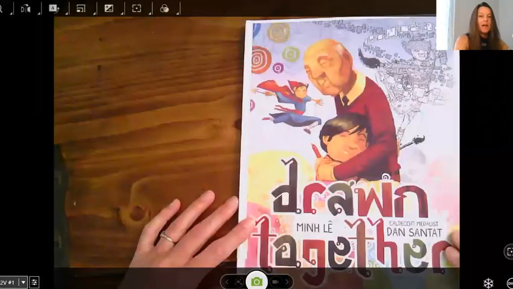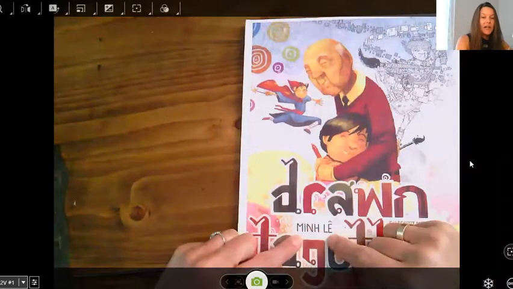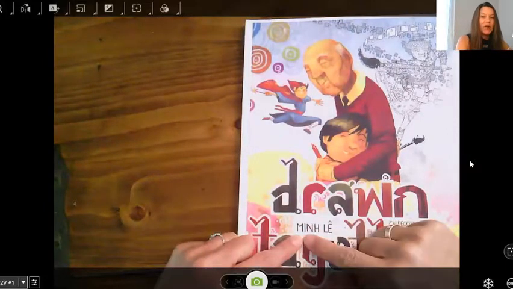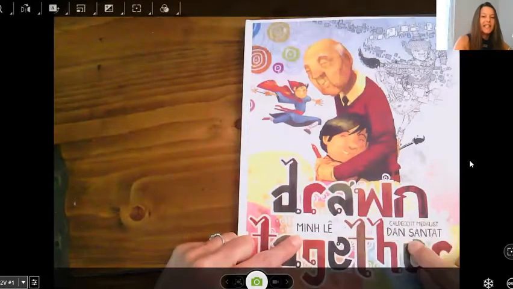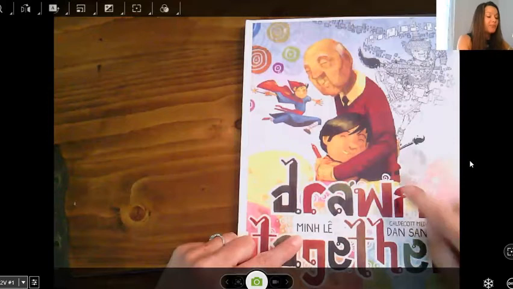I also had to look up how to say his name. Ming Lei is how you say it. So I thought that was, I had to look that up. Ming Lei is the author, and the illustrator is Dan Santat. He's a Caldecott winner. Remember, he won with the book Beekle. So one of my favorite books in the library, actually, in the easy section, the everyone section. So that's awesome.